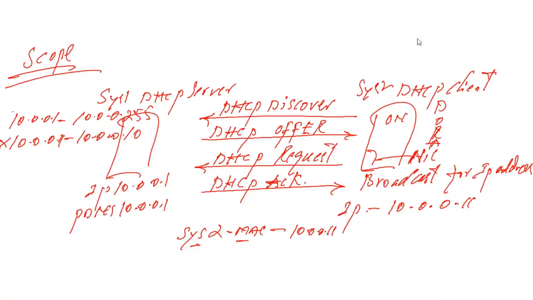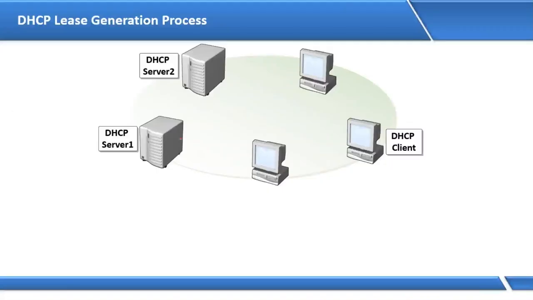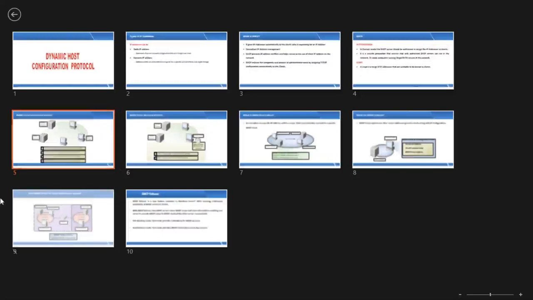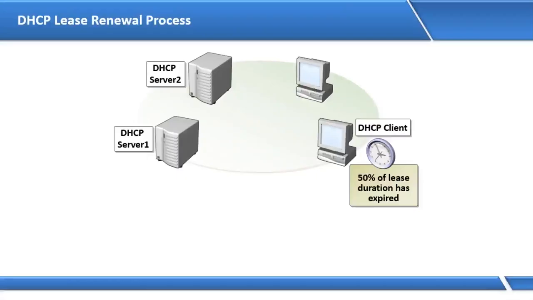Now, with the help of the DORA process, the client is obtaining one IP address from the DHCP server. But this IP is temporary, not permanent. So we have to check what is the lease renewal process between DHCP server and client. So please write down the next heading, DHCP lease renewal process. So whenever the word lease is coming, lease means temporary, not permanent.